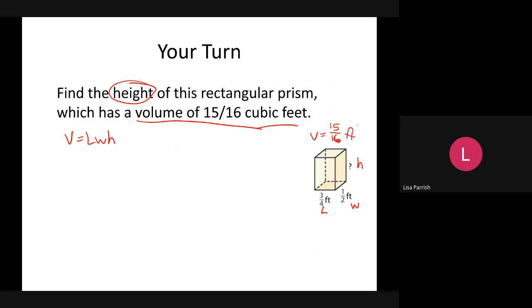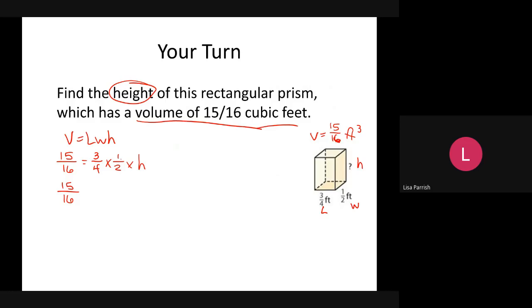15/16 cubic feet. Okay, so 15/16 goes right here. My length is 3/4 times my width, which is 1/2 times the height. Now you can do a couple things here with this fraction. If you think it's easier to just multiply the fractions by hand, that's fine. If you have a calculator that allows you to multiply fractions, great. You can even turn these fractions into decimals. I'll show you both ways real quick.